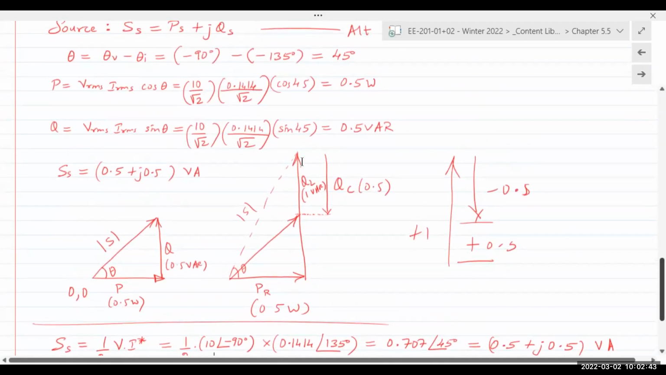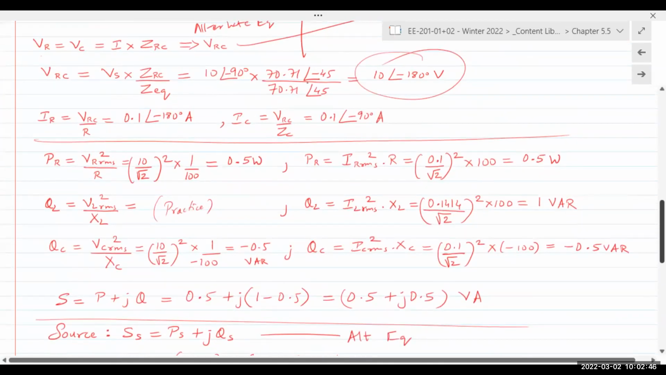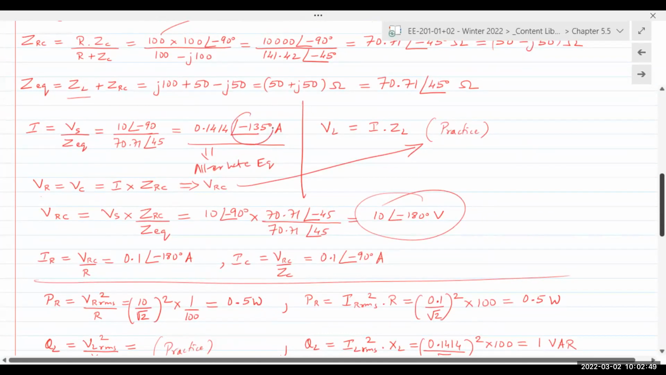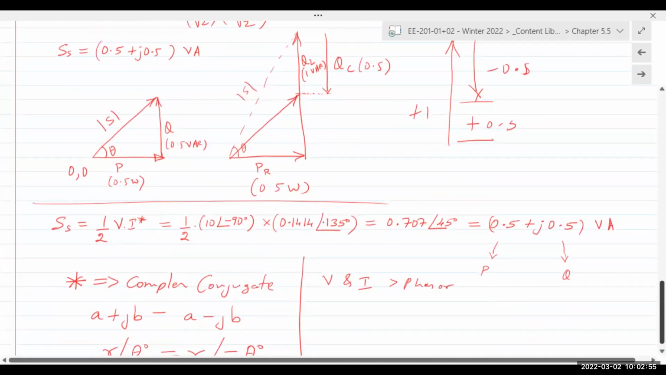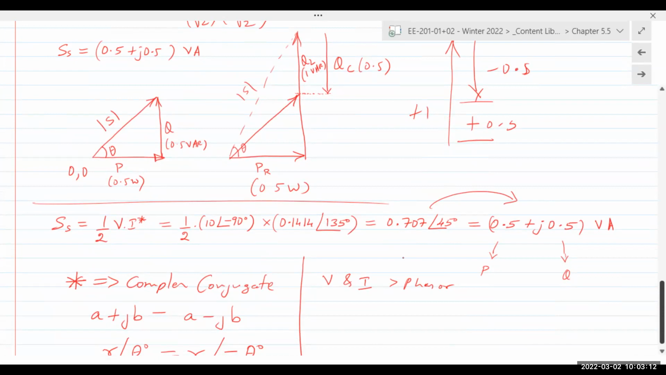The total current I that we found here had an angle of minus 135. So the complex conjugate of that current is plus 135. And so total S is 0.707 at 45 degrees. Convert it from polar to rectangular form and equate it to the standard expression P plus jQ. You get P as 0.5 and Q as plus 0.5. Exactly the same answer shown with three different sets of equations.